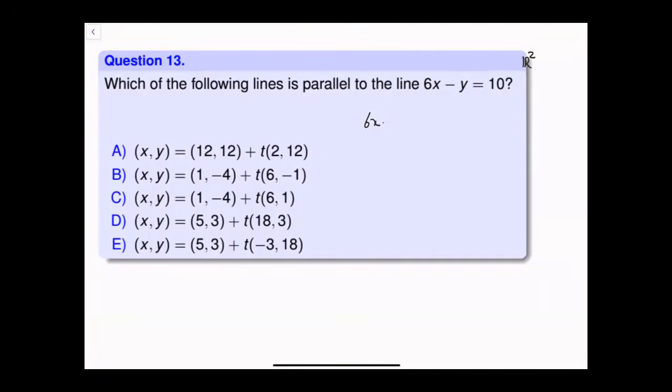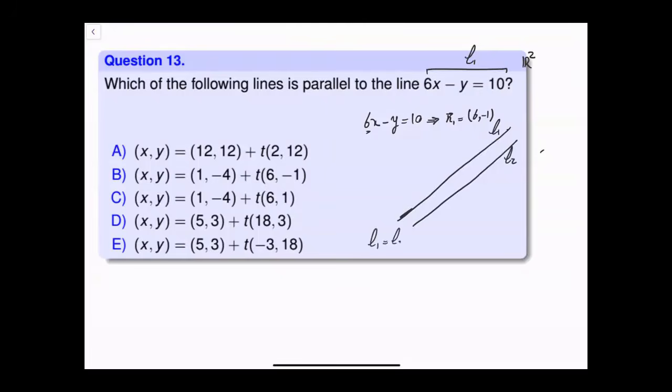So from this, you notice that the normal vector, let me call this one line 1. The normal vector to line 1 is going to be the coefficient of x and the coefficient of y. That is the normal. And we know that two lines are supposed to be parallel. So L1 is parallel to L2.